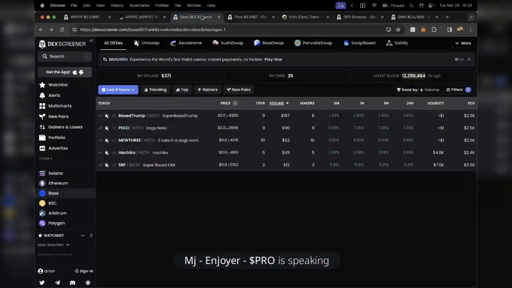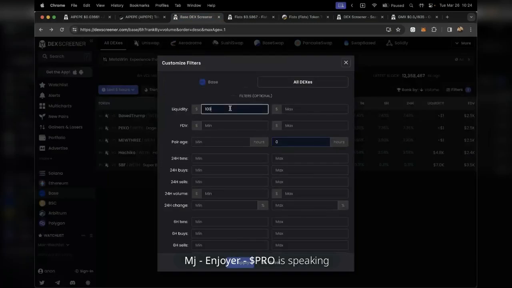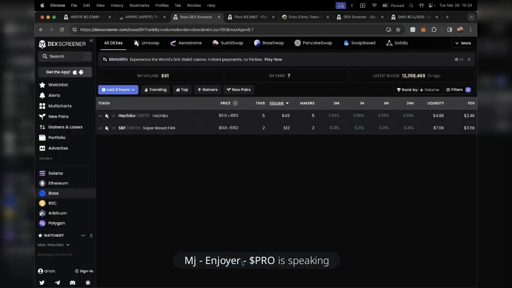Okay, so let's look back at these new pairs. We have these three have no liquidity. They've already rugged. My filter got reset, so I'm going to add my $100 filter. Cool. In the last 6 minutes, 2 coins have launched. One's at 2.4 thousand with $49 in volume.